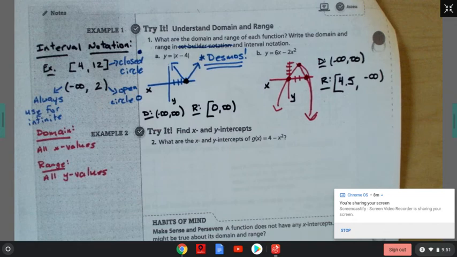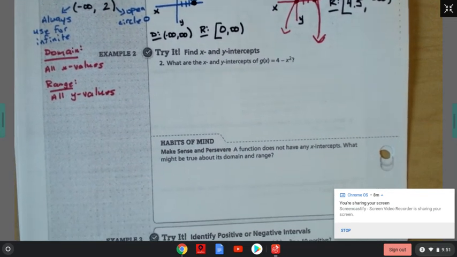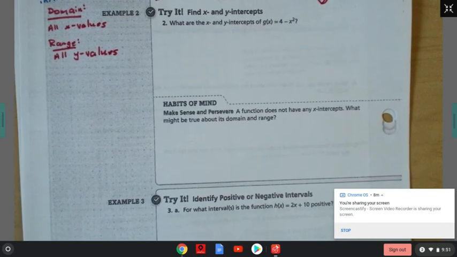Interval notation is what we're going to use just about the entire year, so you'll become very, very familiar with it. Okay? The next thing we are going to discuss is the x and y intercepts. And again, we are going to do this using Desmos or using a graph, all right? So first things first, what is the x-intercept?